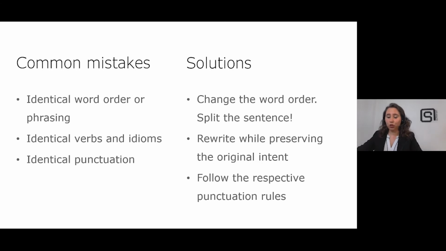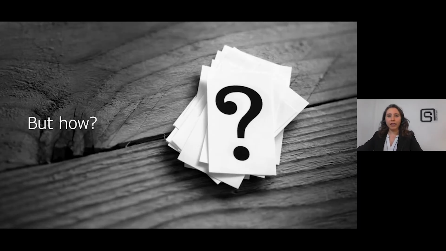As I said, I'm sure that every one of us knows the solutions. For example, changing the word order, splitting a sentence, or rewriting, preserving the original intent of the text. Of course, by following the rules of punctuation. But still, if we actually know which mistakes we make and how to avoid them, why do we keep on making them?